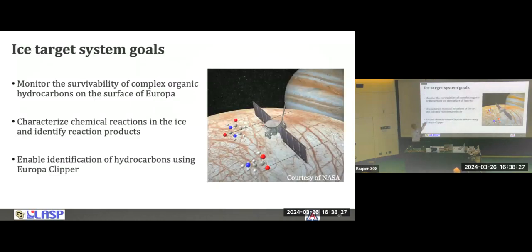And well, of course, the goals are all related to Europa Clipper. So first being to monitor the survivability of organic molecules. One of the big questions is when these fresh molecules from the subsurface ocean enter through the cracks and end up on the surface, how long can they survive under the conditions that are present on the surface of Europa? And we want to characterize the chemical reactions and identify the reaction products. And we want to enable the identification of hydrocarbons using Europa Clipper, and specifically using SUDA. So SUDA, the surface dust analyzer, is going to detect these ice particles that are emanating from the surface of Europa. And we lay the foundations for making those identifications.